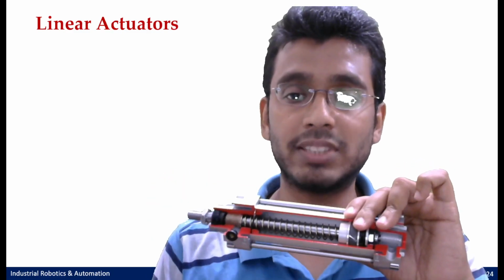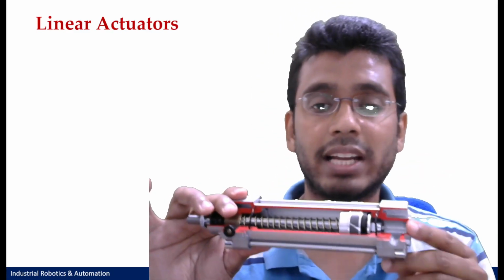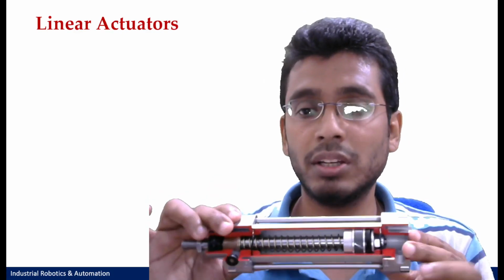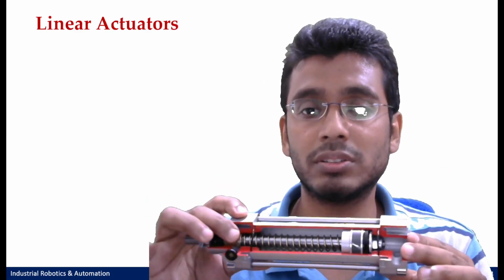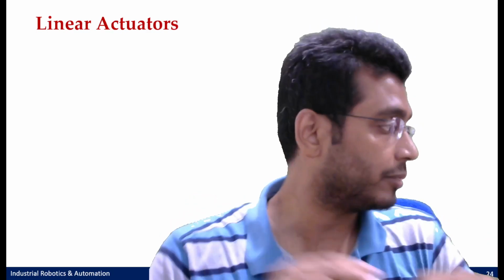What valves are required to control a single acting cylinder, and what type of valves are required to control a double acting cylinder? To control a single acting cylinder, you have only one port through which the pressurized fluid has to go, isn't it? Whereas in the case of a double acting cylinder, you have two ports.